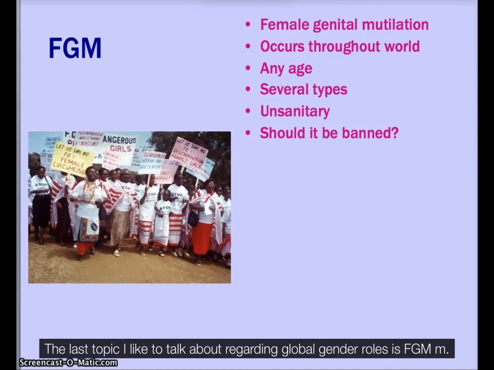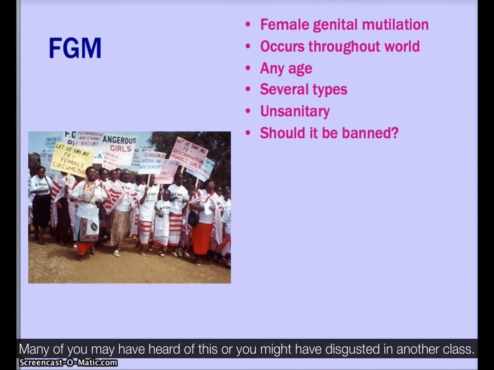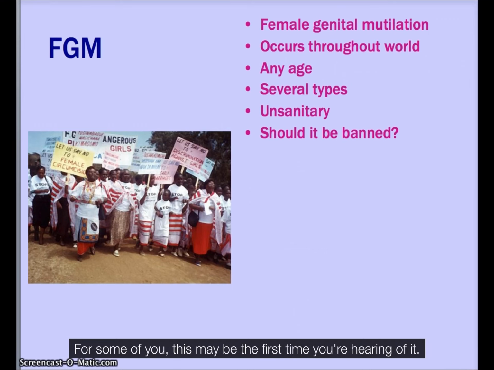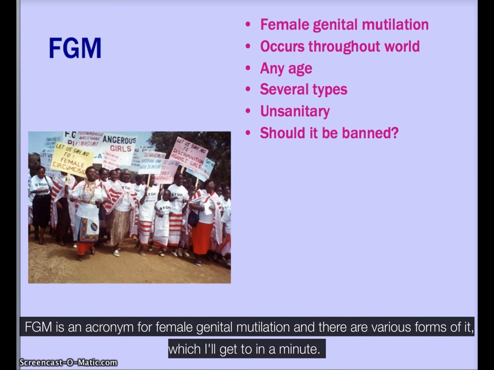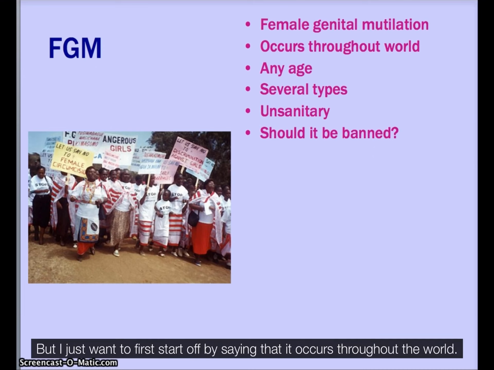To talk about regarding global gender roles is FGM. Many of you may have heard of this or you might have discussed it in another class. For some of you, this may be the first time you're hearing of it. FGM is an acronym for female genital mutilation, and there are various forms of it, which I'll get to in a minute.